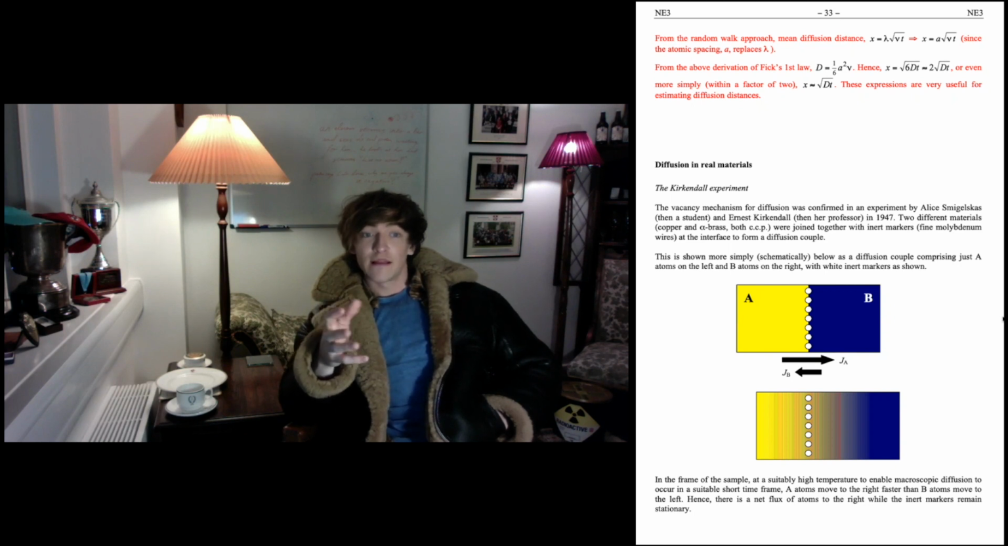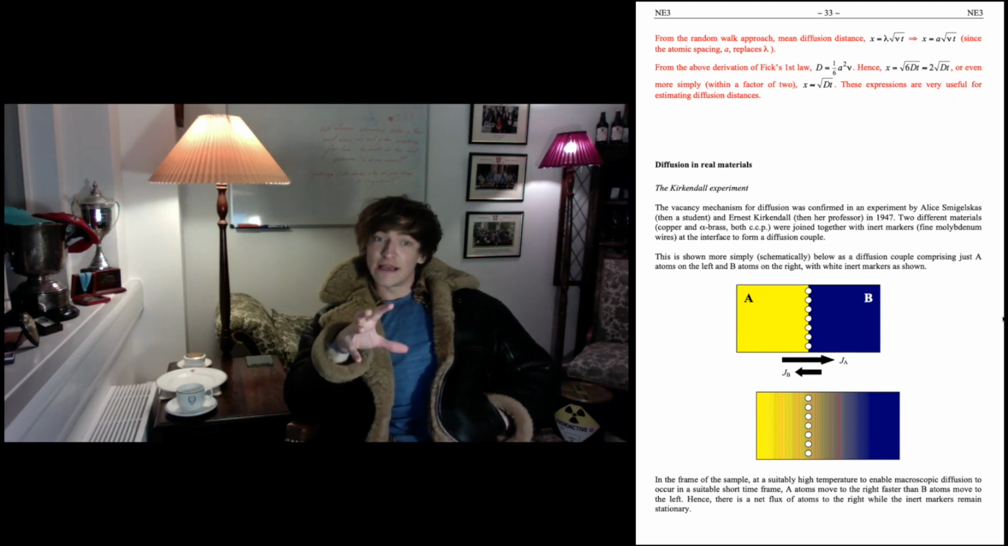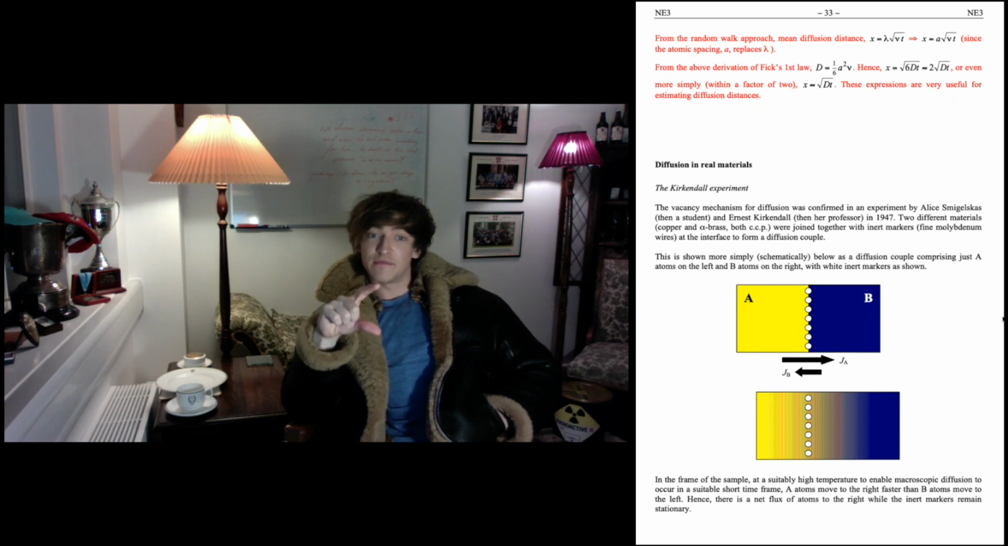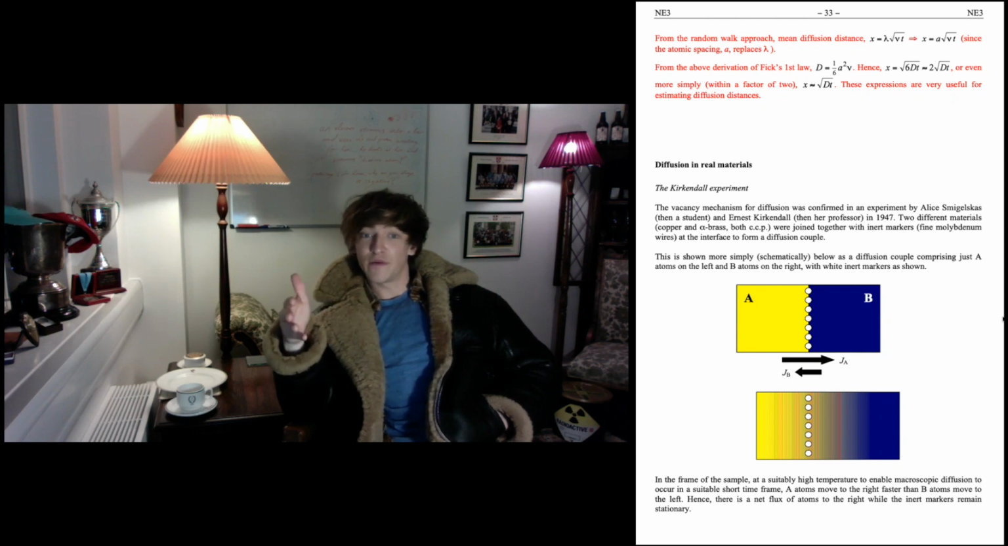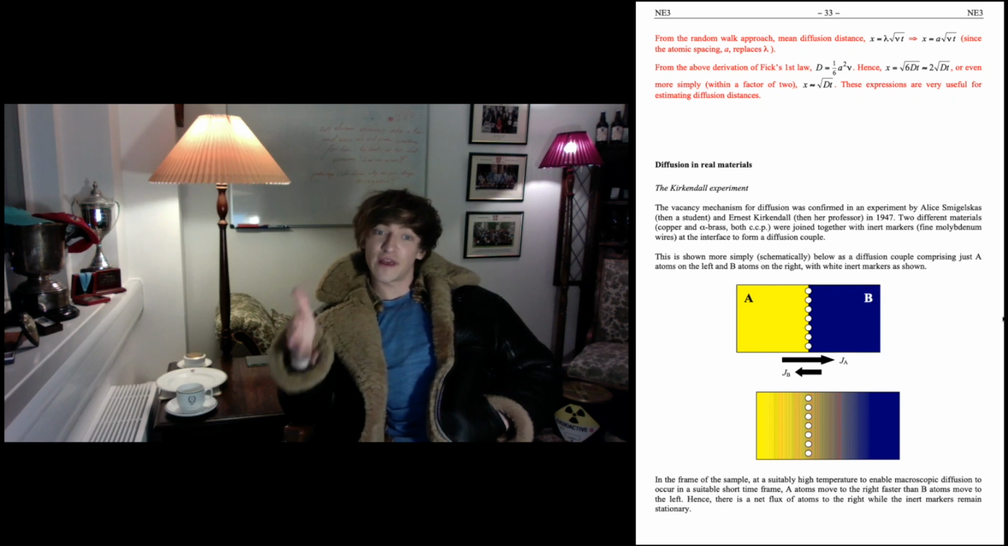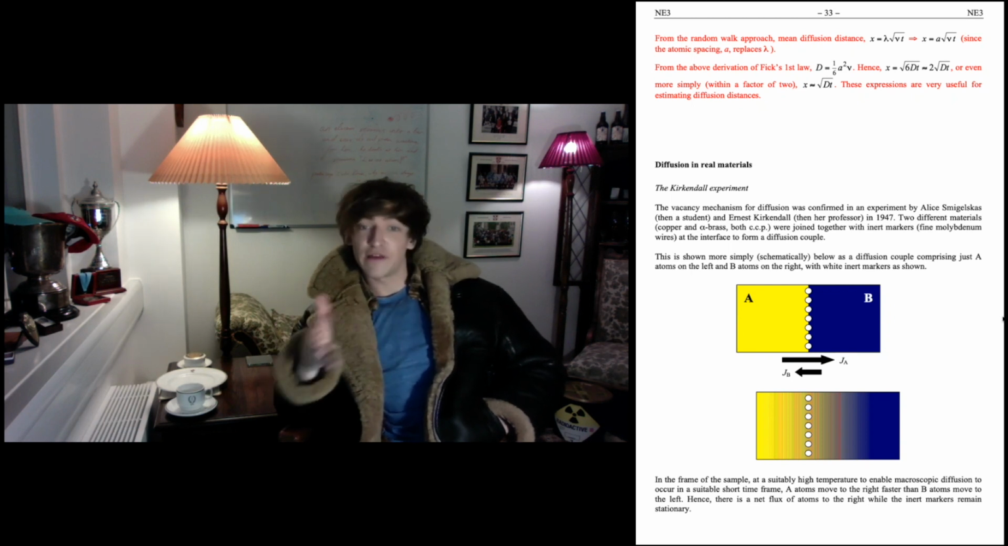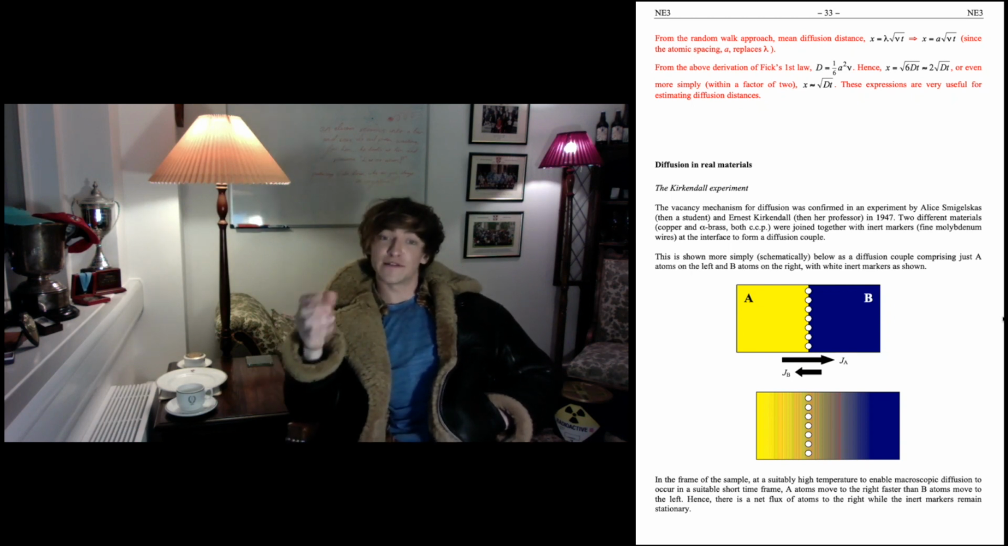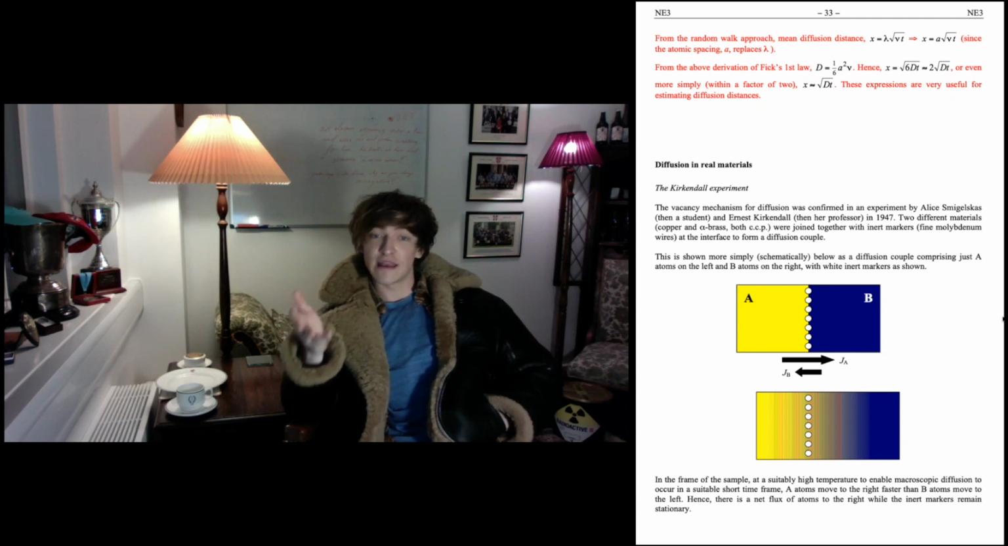Okay? Now, what we see on a macro scale is that the inert markers appear to move to the left as the block remains stationary. As we see this movement of the markers, it confirms that diffusion occurs via vacancies. And that wasn't previously seen in other experiments. So it's an ideal experiment to present vacancy diffusion.